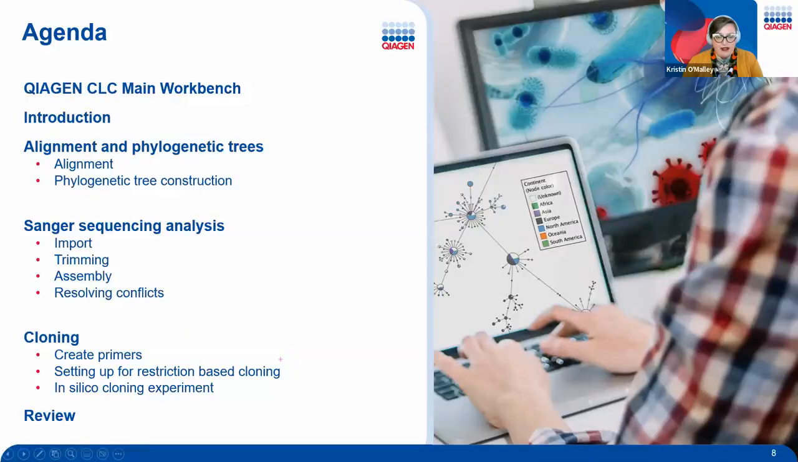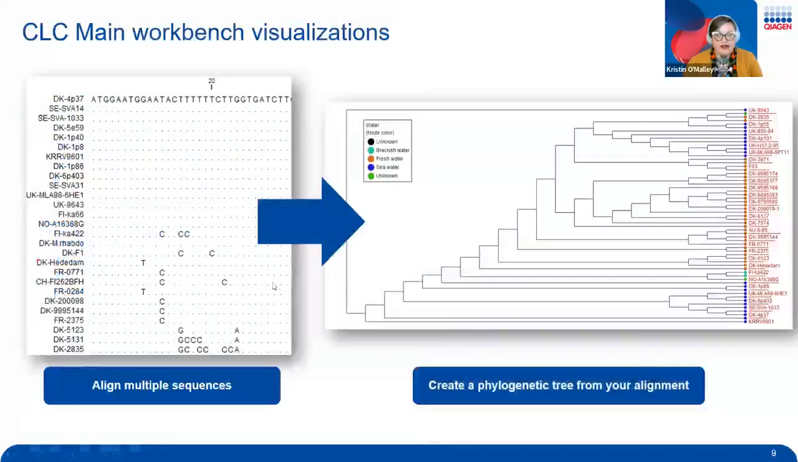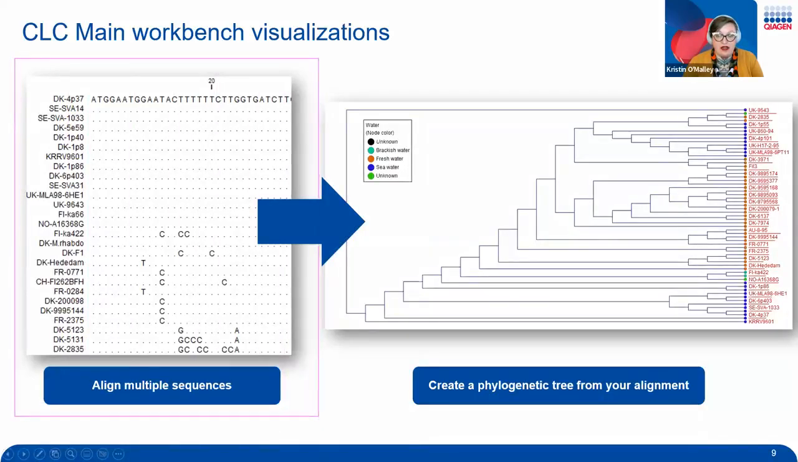So with that, here's some of the different visualizations that we will be going through today. First thing on deck is going to be creating an alignment of multiple different sequences. You can see we have listed out here a whole bunch of different sequences, and we are aligning all of them to try to figure out where the differences between all of these sequences arise. And then, of course, we're going to take that alignment and use it to generate a phylogenetic tree.